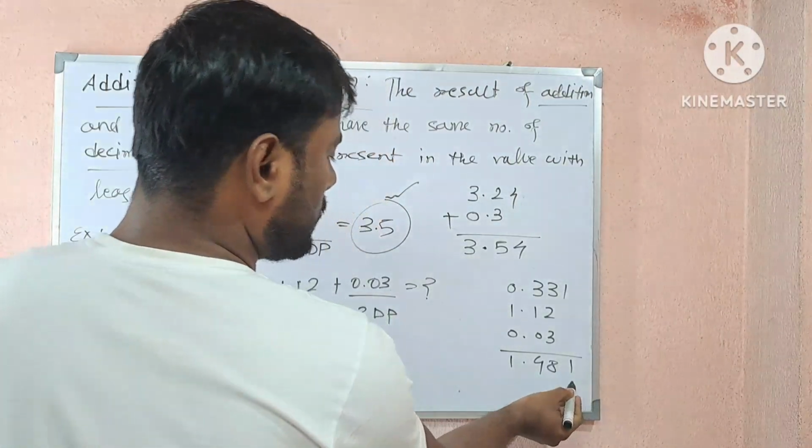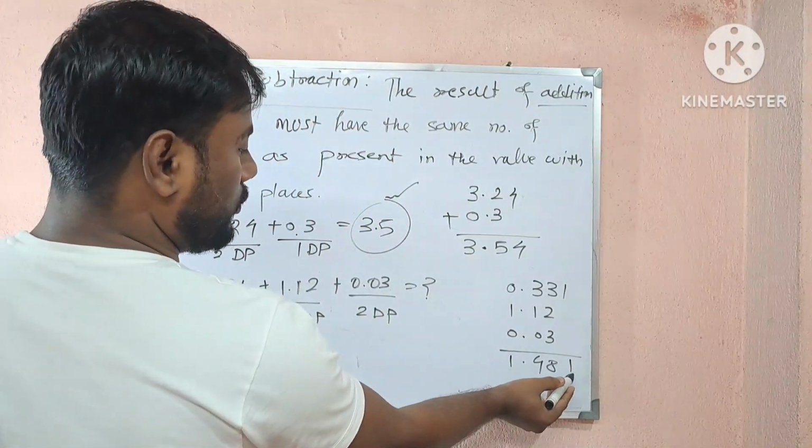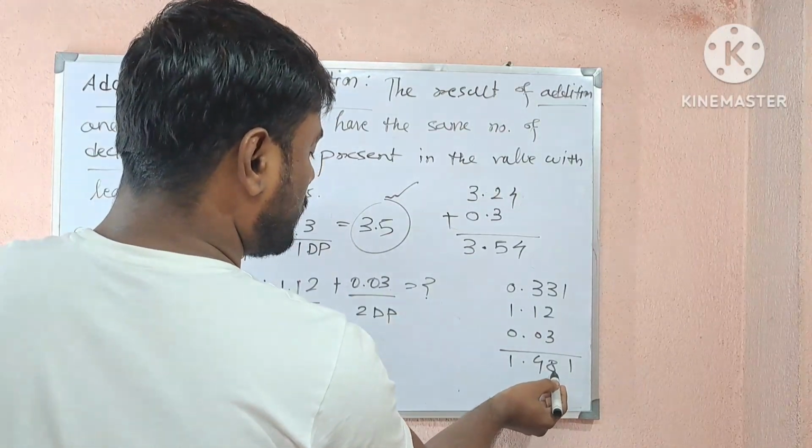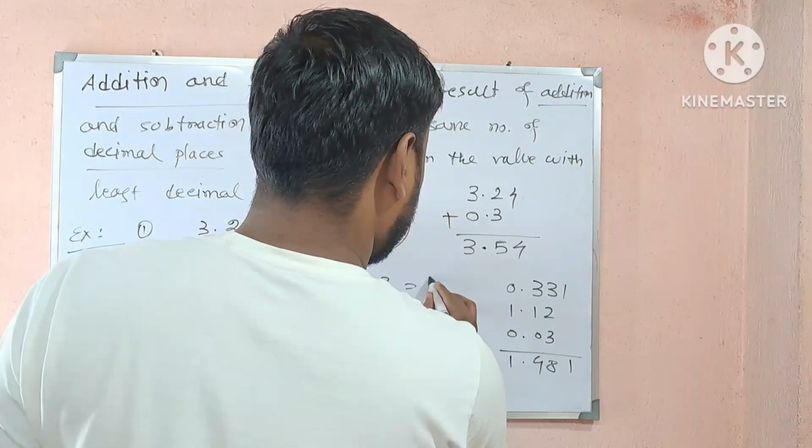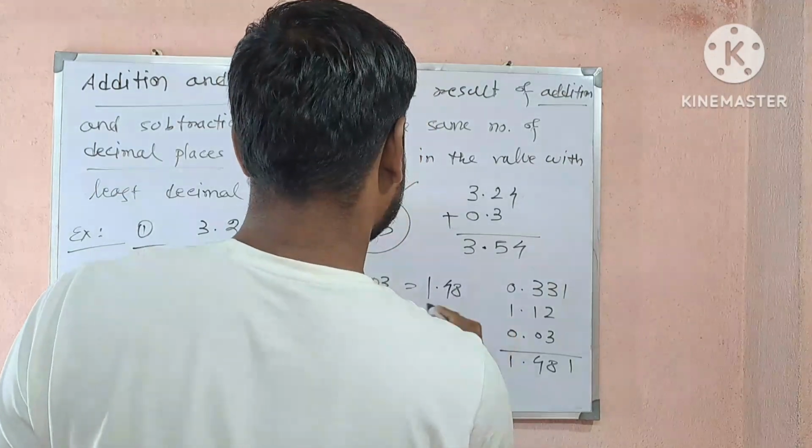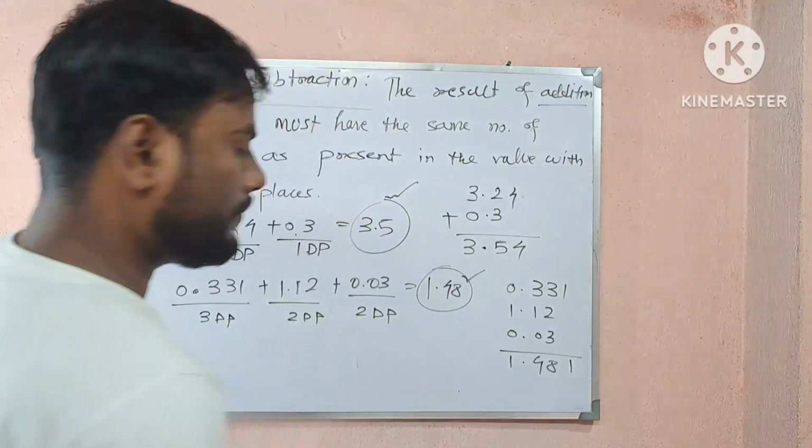So for the 2 digits, we have to look at the next one. 1 is less than 5. That is why 8 will be as it is. So the result will be 1.48. This is the result.